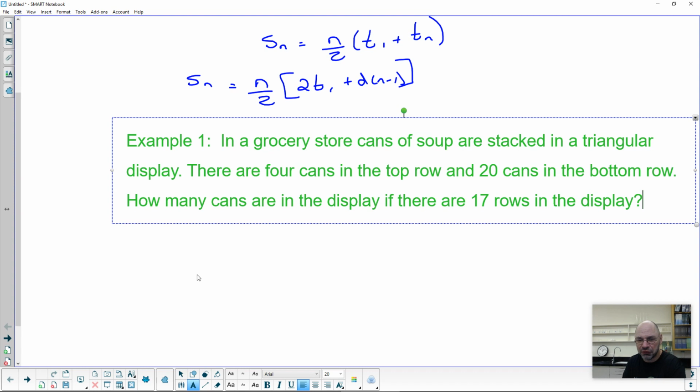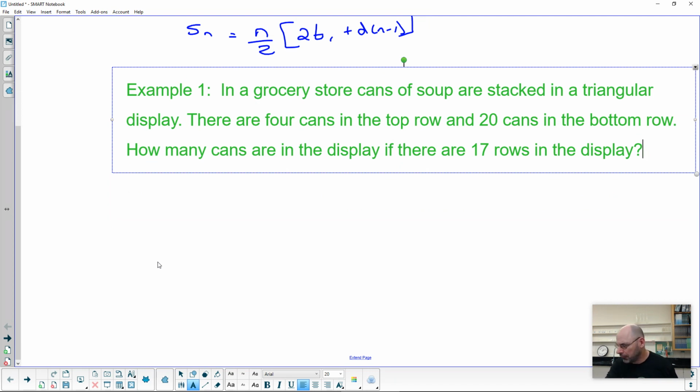So example 1: in a grocery store, cans of soup are stacked in a triangular display. There are 4 cans in the top row and 20 cans in the bottom row. How many cans are there in the display if there are 17 rows in the display? So basically you have to think, okay, the top row has so many, the bottom row has so many, and we want to find out how many total cans are in this. We could draw it out, but let's just define what we know from our word problem.